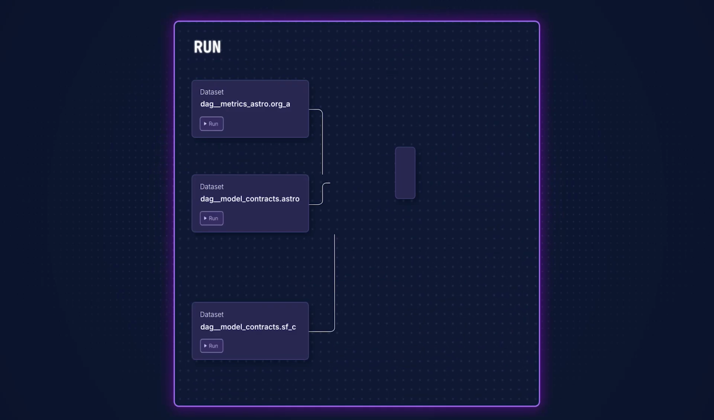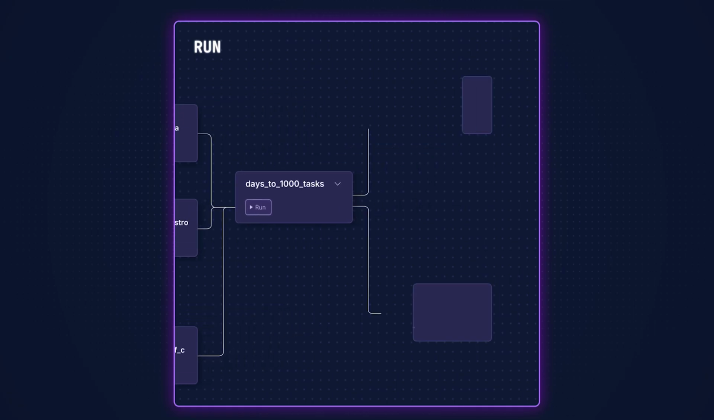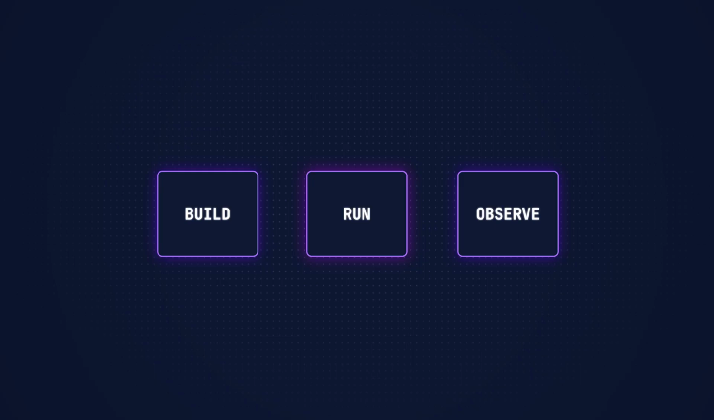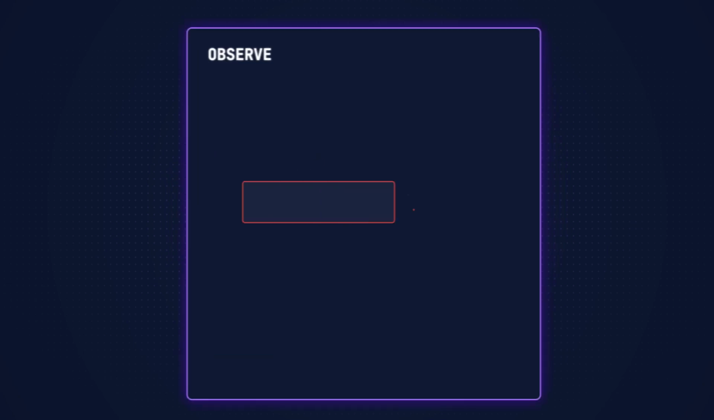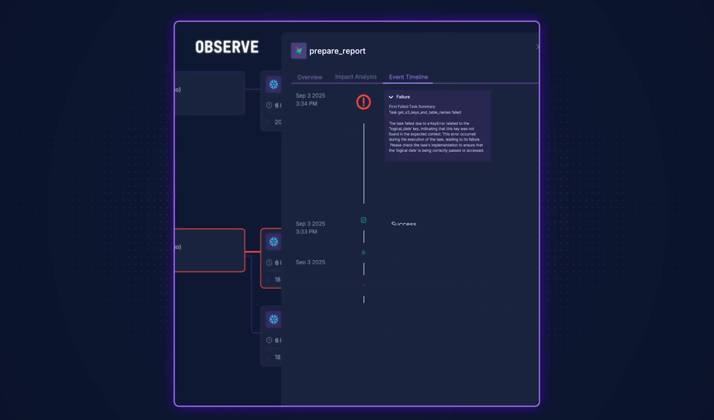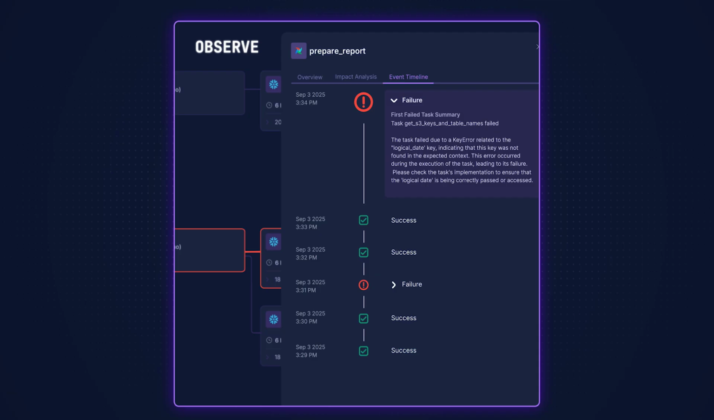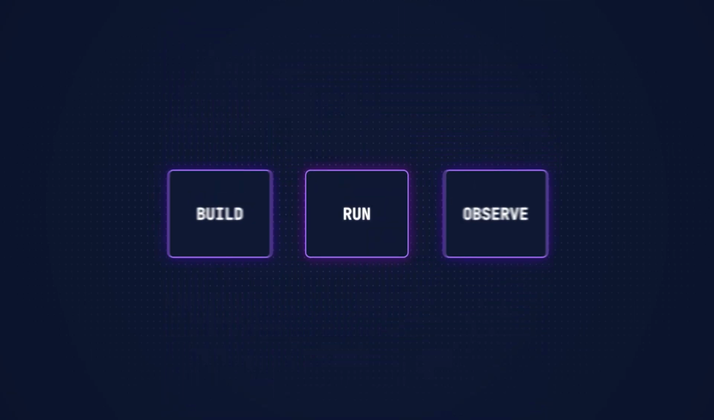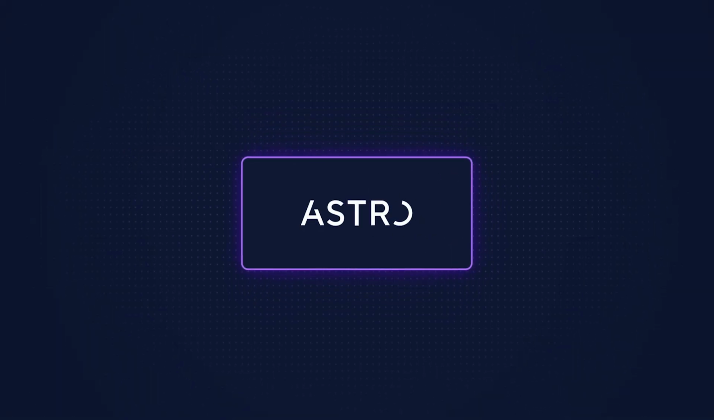Astro Run simplifies how teams operate Airflow at scale, with elastic infrastructure, a streamlined management experience, and enterprise-grade security, compliance, and access controls baked in. And Astro Observe gives you full visibility into the health of your pipelines and the data they move, helping teams detect issues early, resolve them faster, and ensure trusted, reliable data delivery.